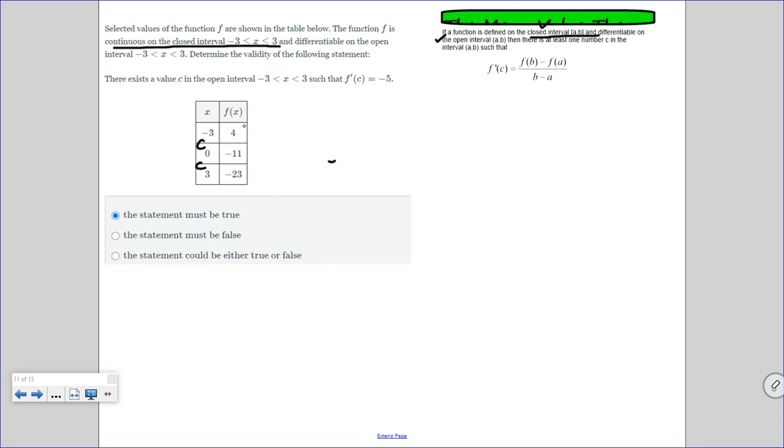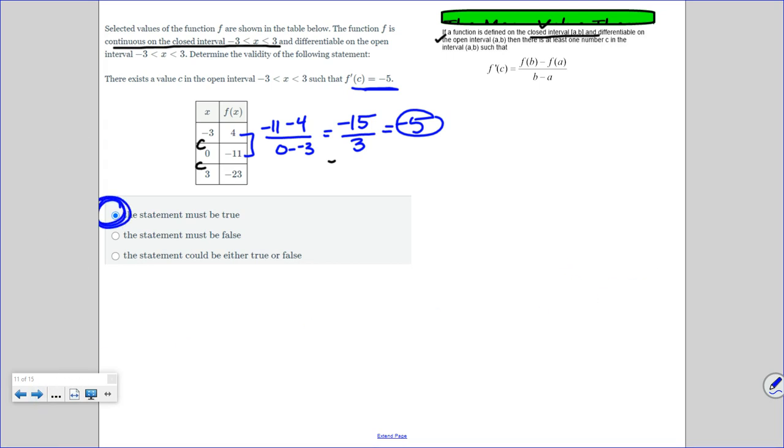So let's check the slope right here. So I would do -11 minus 4 over 0 minus -3. That would be -15 over 3, which is -5. Hey, which is the same as that. Okay, so what this is saying is that since the slope from -3 to 0 is -5, then there has to be another x value in here whose slope would also be -5 because all of the other criteria are met. So we would say this statement must be true.